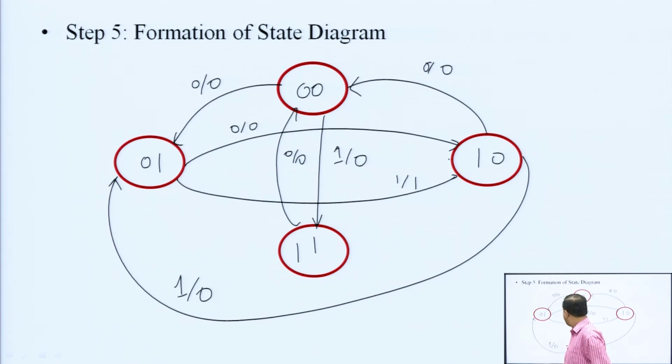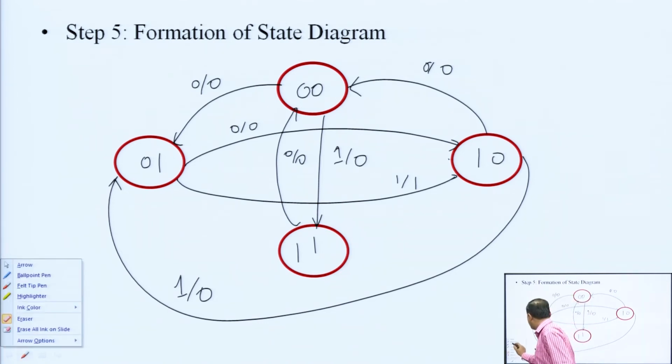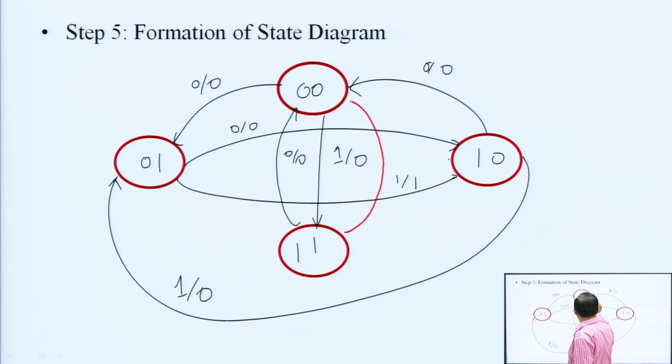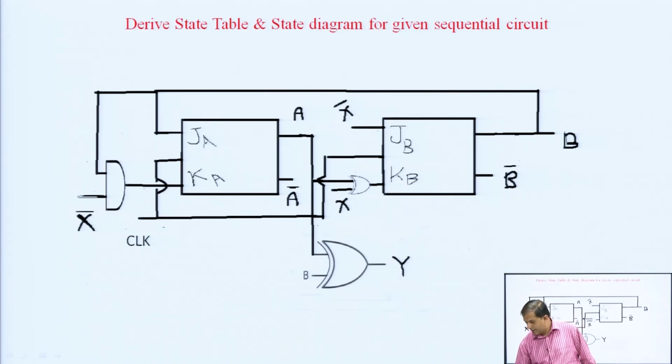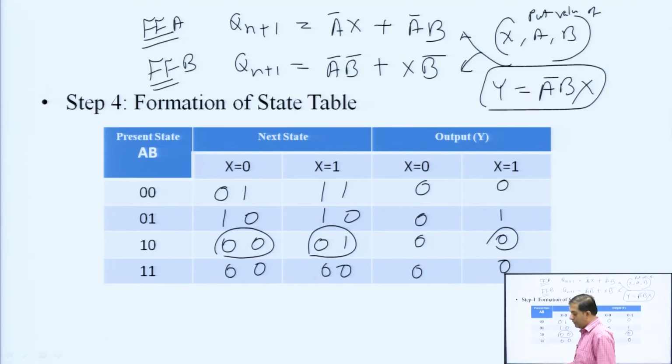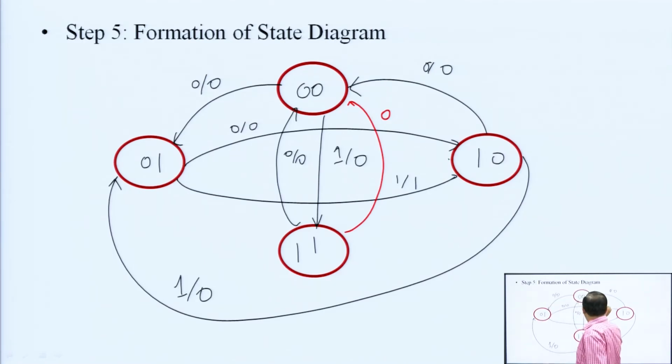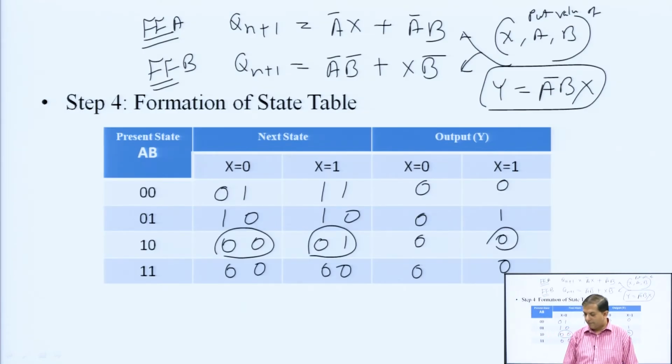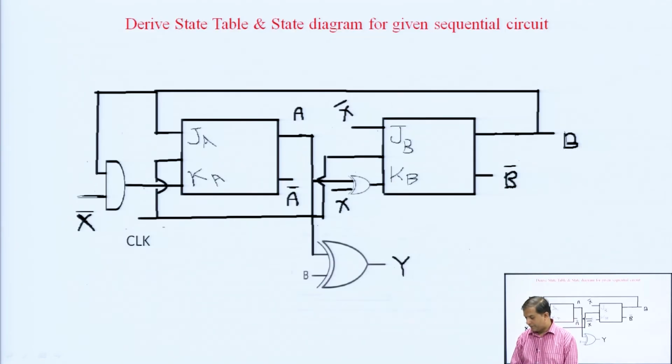So, this will be for both the cases, for 0 0 and for both the cases the output will also be 0, so it will be 0 oblique 0. So, this is the formation of the final state diagram. From the equation we have written the state diagram. Okay, clear? So, now take another example.